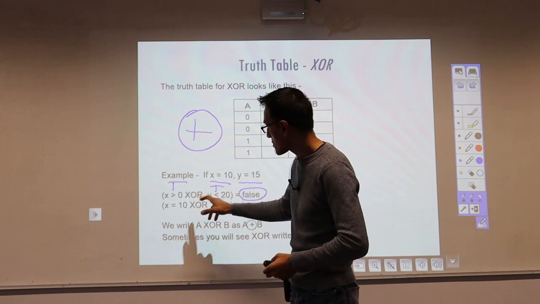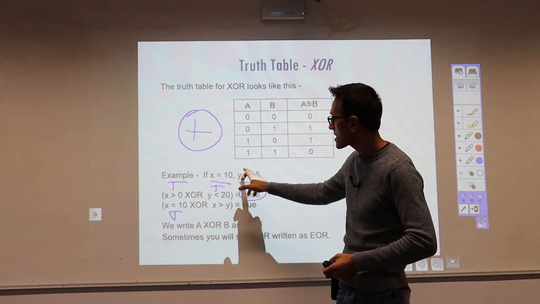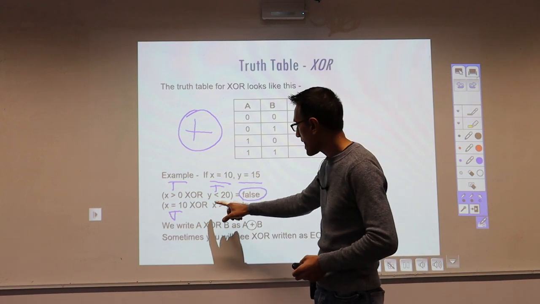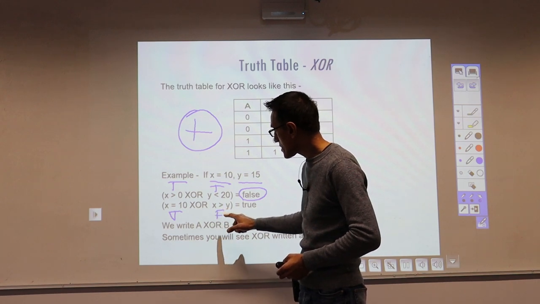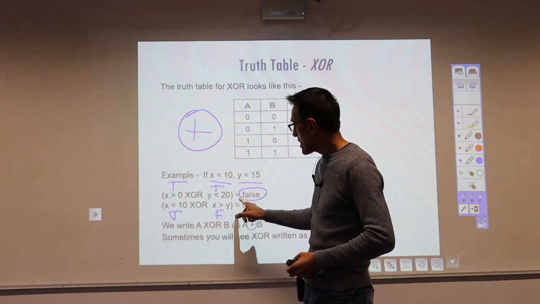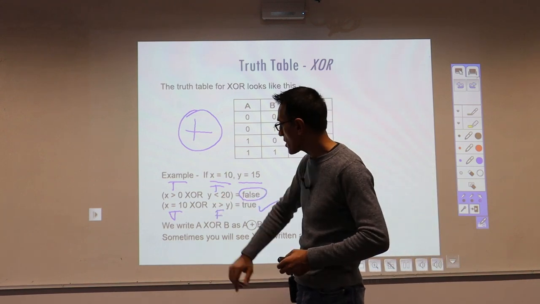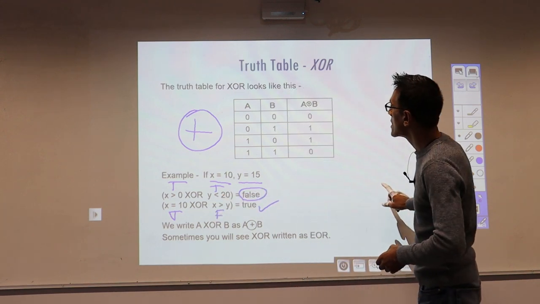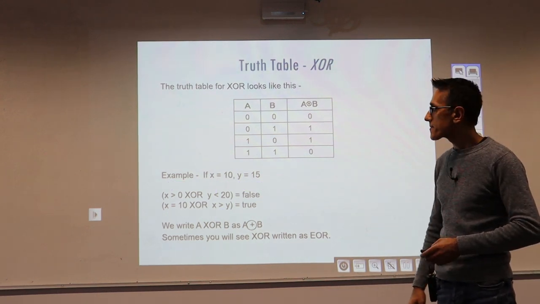Second one, X equals 10. Yes, that is true. Is X greater than Y? X is 10, Y is 15. No, X is not greater than Y. Therefore, that's a false. So 0, 1, which means that the output is true. Exclusively, only one of the inputs is true. So that's your exclusive OR gate.